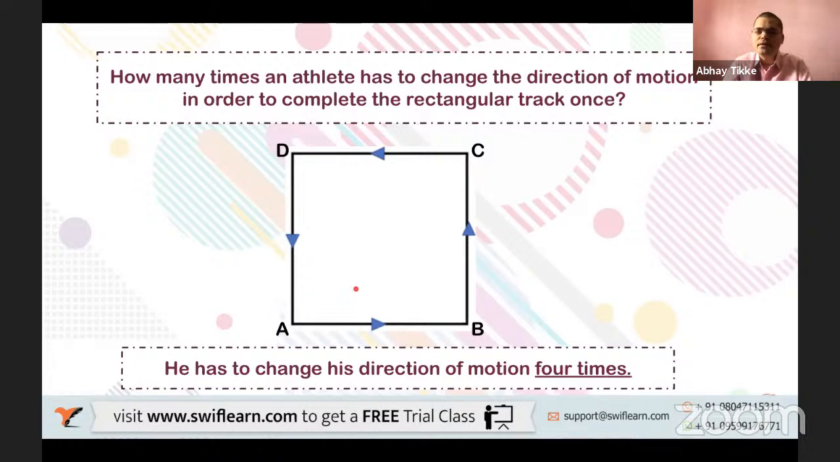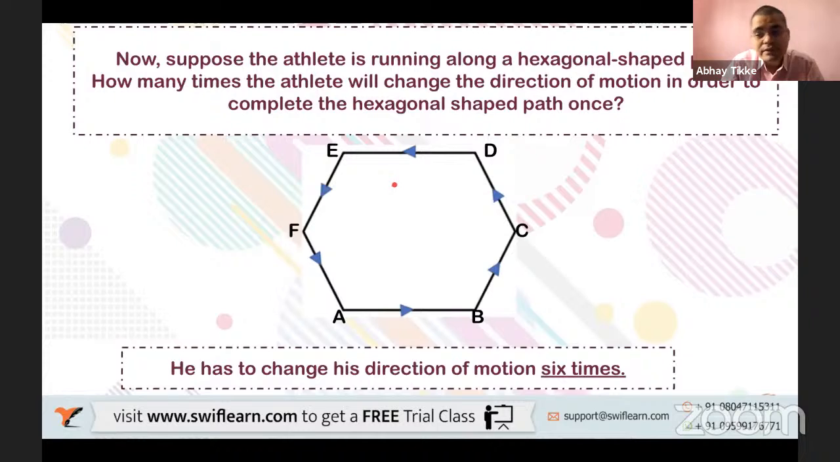Now let's say instead of a rectangle, if I take, what is this? Hexagon, exactly. Hexagon hai, right? A to B, B to C, C to D, D to E, E to F, and then F back to A, coming back to the initial point, right? कितनी बार direction change करना पड़ा बताइए?